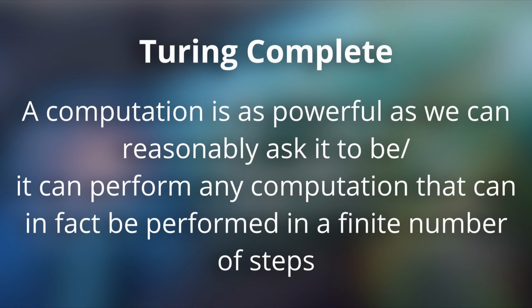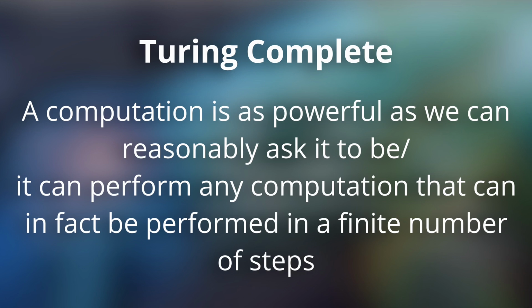This means that it is as powerful as we can reasonably ask it to be, or it can perform any computation that can in fact be performed in a finite number of steps. So a Turing complete machine can do anything that any other machine can do, at least in principle. Remember, this doesn't say anything about how long it will take. It may be impractically slow to perform these computations, and it may require huge amounts of memory, but at least in principle, it would finish in a finite number of steps, and so it is powerful enough to perform that.